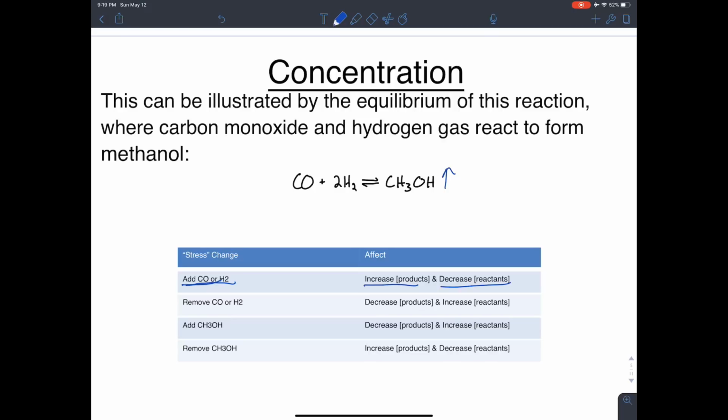Increasing this over here is going to shift it this way, and decreasing this over here is going to do the same thing. Or we already talked about that. Sorry, I got mixed up. If we decrease this, it's going to shift this way. Okay, so basically it compensates for whatever you do. If you decrease one thing on one side, it's going to compensate by shifting towards that side. If you increase something on one side, it's going to compensate by shifting in the other direction. Okay, to try and get back to equilibrium.